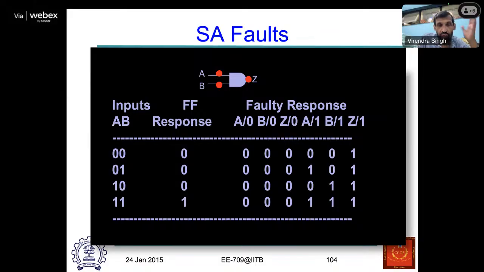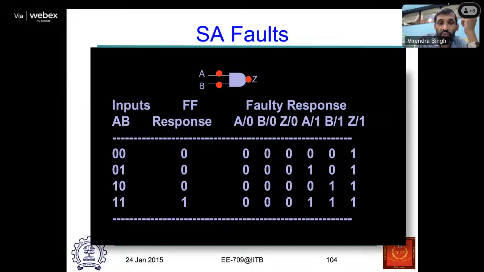Now if this is an AND gate, I can apply the four possible inputs, 0 0, 0 1, 1 0, 1 1, and look at every point here. Either it is a good point, meaning there is no defect at all, or there can be a fault. A fault can be stuck at 0 or stuck at 1.